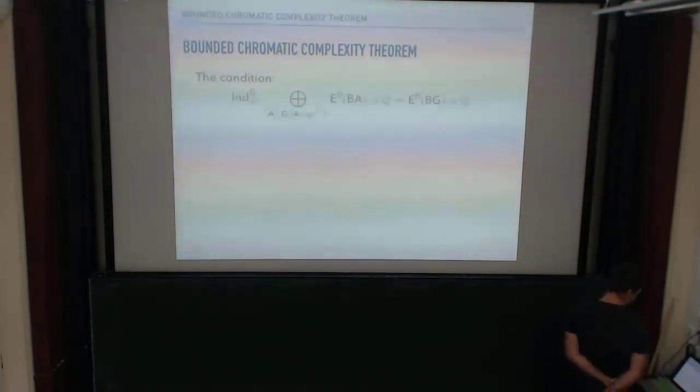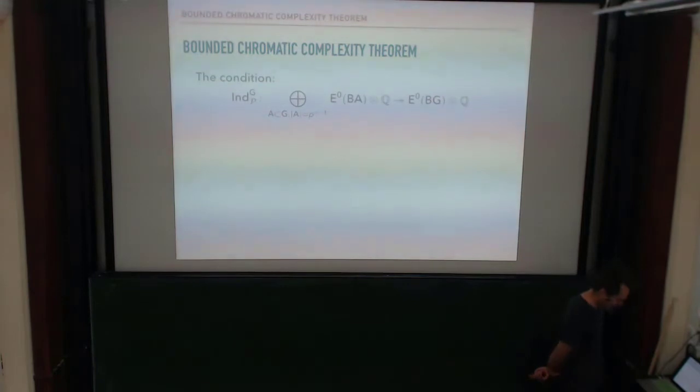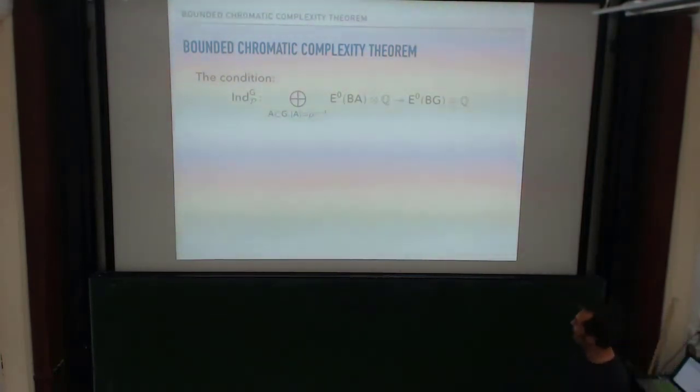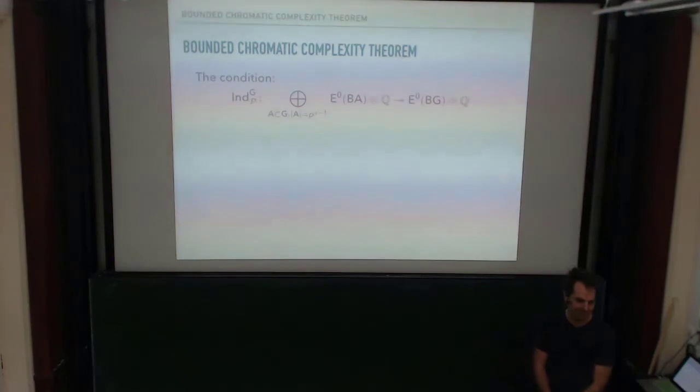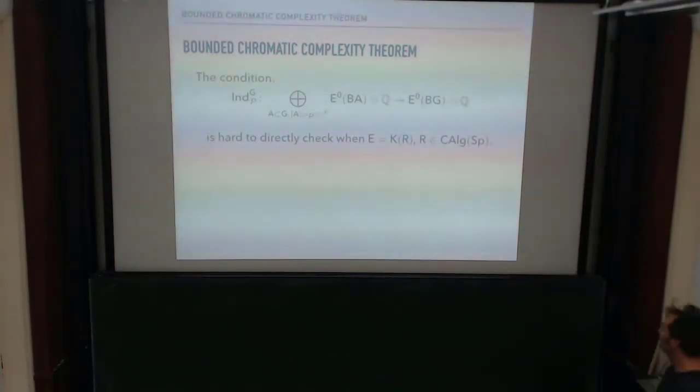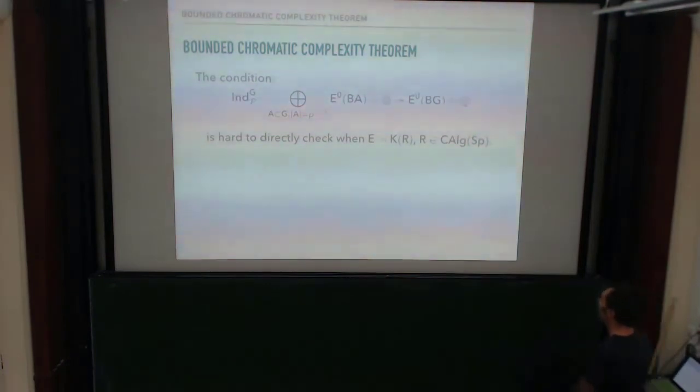So I have to check this condition. And the cases I've been telling you about is when E is the algebraic K-theory of something. I mean, we work really hard to calculate the algebraic K-theory, that cohomology theory of a point. Doing it for these BG and BA, that's going to be tough. So how are we going to get at it? We're going to cheat.